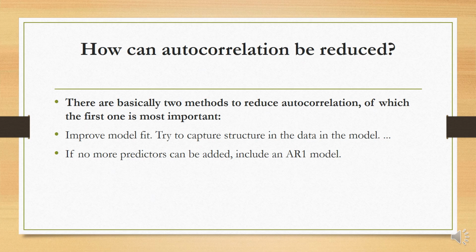So how can autocorrelation be reduced? There are basically two methods to reduce the autocorrelation, of which the first one is most important. Improve model fit. Try to capture the structure in the data in the model. Improve your model. If no more predictors can be added, include an AR(1) model.